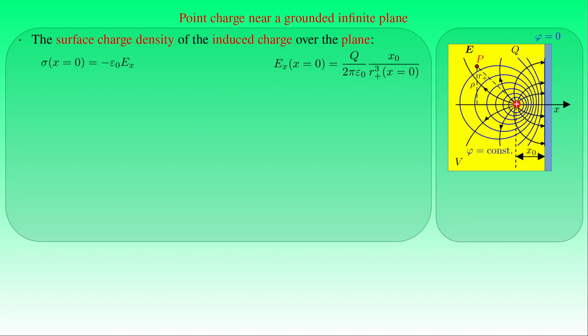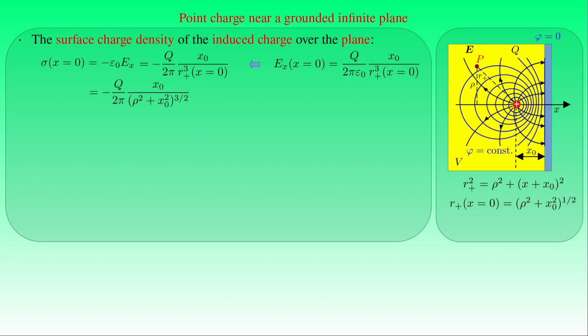By substituting this expression into the equation, we can evaluate r sub plus at x equal 0 in the denominator of the fraction. Since r sub plus squared is equal to rho squared plus the square of the sum of x and x naught, r sub plus at x equals 0 reduces to the square root of the sum of rho squared and x naught squared, and we obtain minus q over 2 pi, times x naught over the square of the distance rho plus x naught squared to 3 over 2.